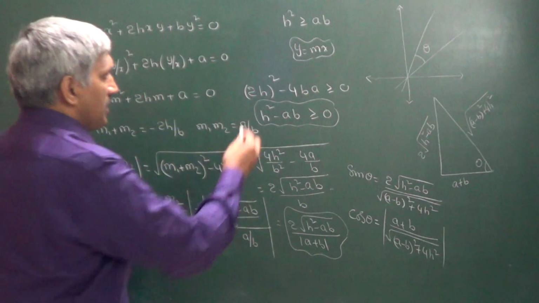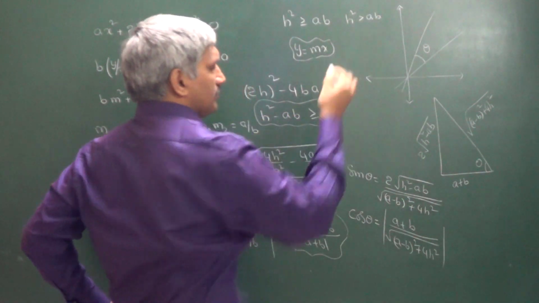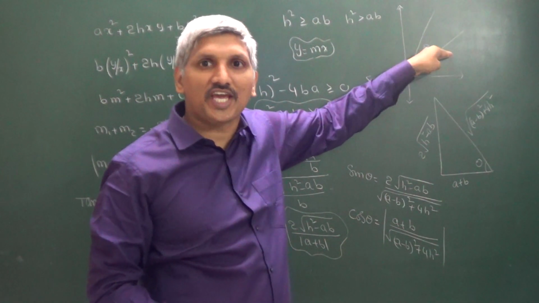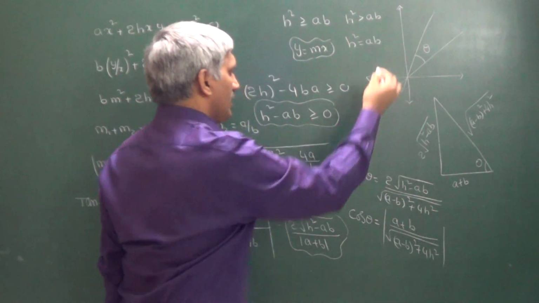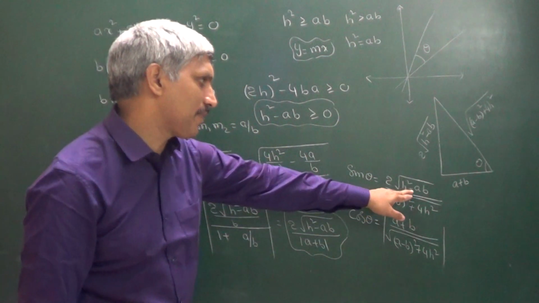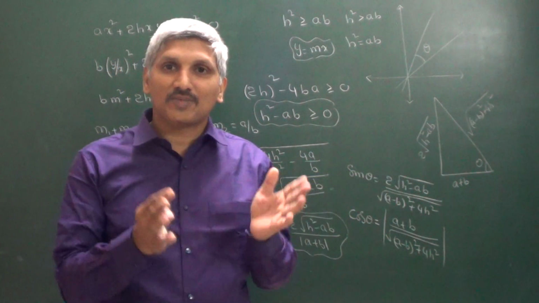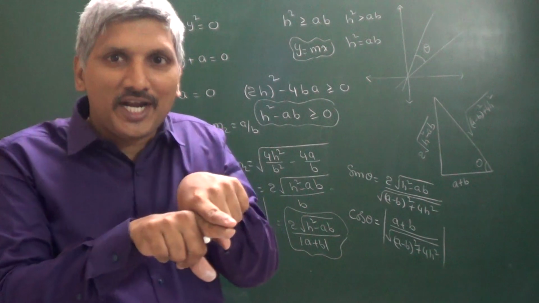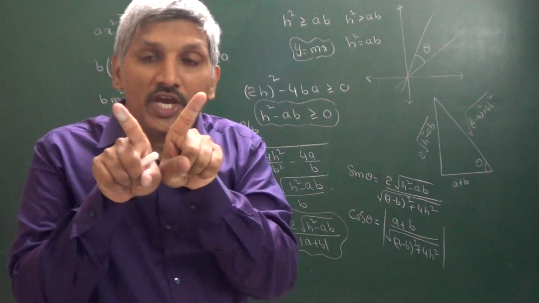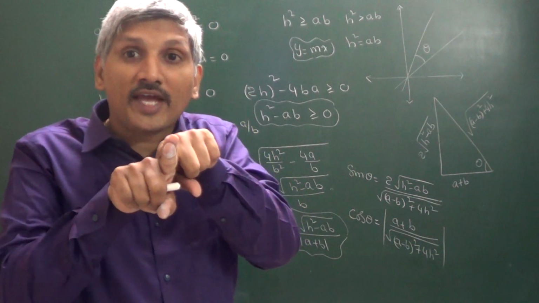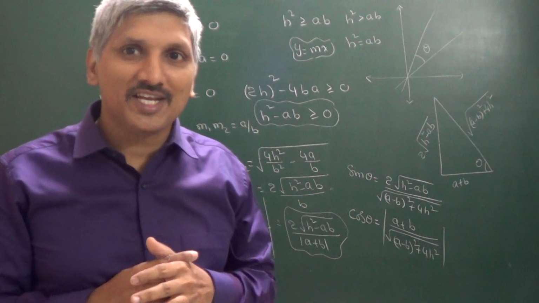Now you can observe here, h square greater than AB, then the two lines are distinct. Whenever h square is equal to AB, what happens? H square is equal to AB, sin theta is equal to 0, theta becomes 0. That means the two lines are coincident lines. H square greater than AB means the two lines are distinct. H square is equal to AB means the two lines are coincident. H square less than AB means they are imaginary lines.